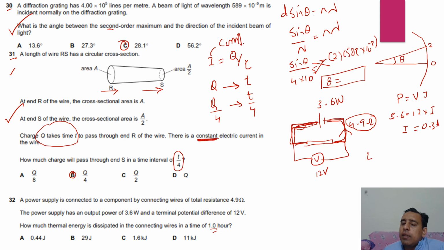To get the energy, energy equals power into time, that is I square R into T. I square is 0.3 square, the resistance is 4.9, and the time is 1 hour, meaning 3600 seconds. By solving this, you can get the answer. The answer is written here, and it is 1.6. So option C is the correct one.